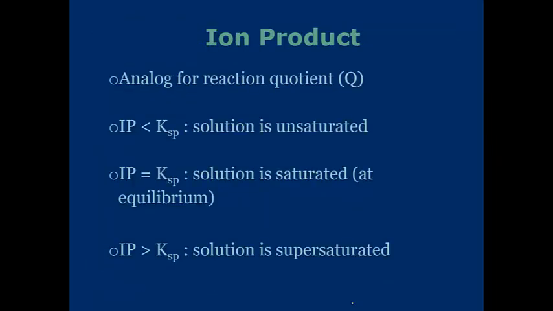Although KSP is very important, we do have to look at ion product when we're looking at solution. Ion product, quite simply, is an analog for the reaction quotient, or Q, and its relationship to KEQ. If the ion product is less than KSP, that means that the solution is unsaturated, meaning that you can put more solute into it. If the ion product equals KSP, the solution is considered saturated, or at equilibrium, or at capacity of solute. And if the ion product is greater than KSP, the solution is considered supersaturated, meaning that there's more solute than the solvent can handle.